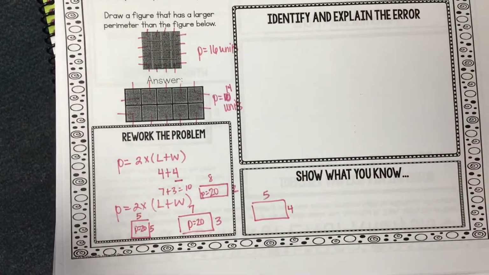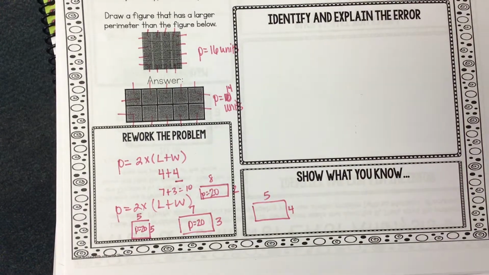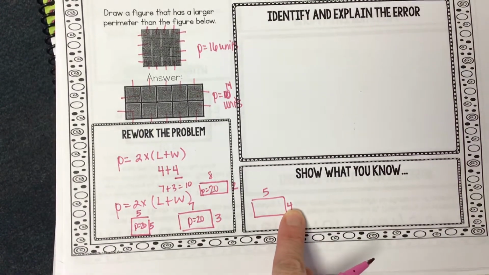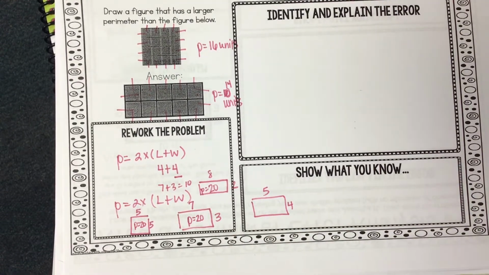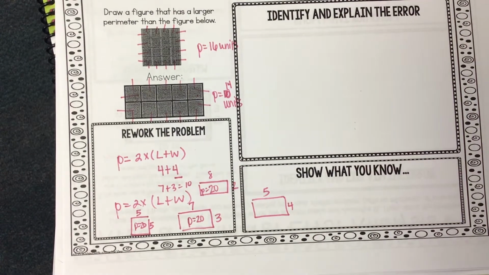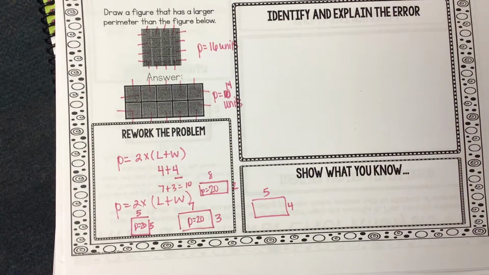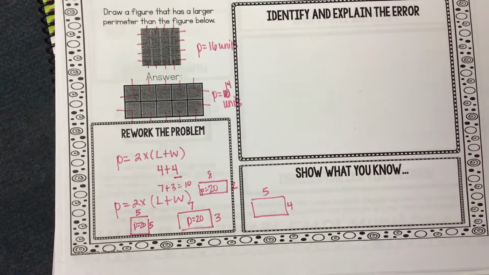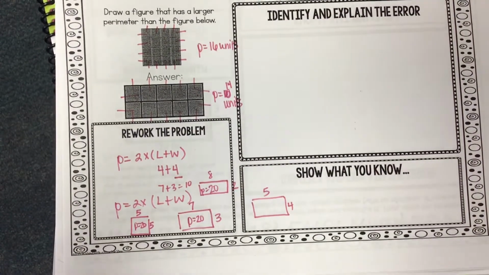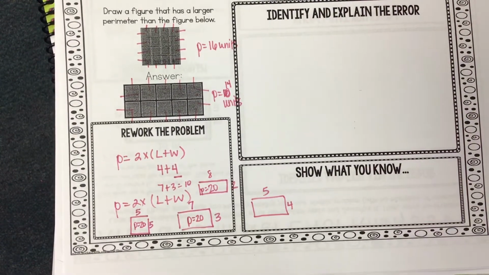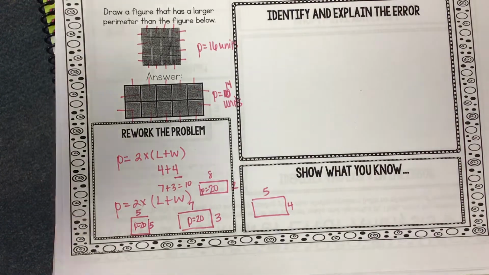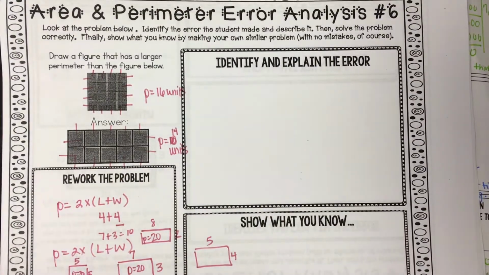What would the perimeter be? 18. 5 and 4 is 9. Double it, you get 18. So as long as one side was bigger than 4, then her perimeter would be greater than 16. Okay? She could have done like a 2 by 7. Just one side has to be bigger than 4 in order to make the perimeter greater than 16. Does that make sense? Okay, so let's identify and explain her error.